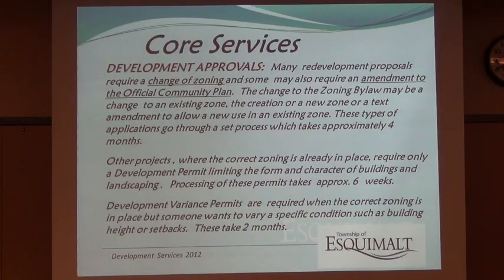Development approvals, again, I won't read this whole slide because this is relating to changes to the OCP and community plan. Typically, these types of applications are the longer ones. They take up to 4 months to process. Some of the other projects, if the correct zoning is already in place and someone only requires a development permit, that type of application can be as quick as 6 weeks. And if someone has a development variance permit, where they have the correct zoning, but it's just one aspect of their development that needs a variance, that can be done within 2 months and requires public notification. So that's some of the other things that take up staff time, is doing things like the public notification, sending out letters, preparing newspaper advertisements, scheduling public hearings, and things like that.